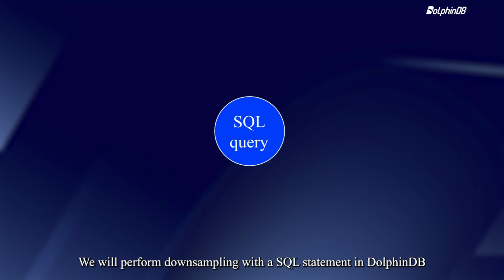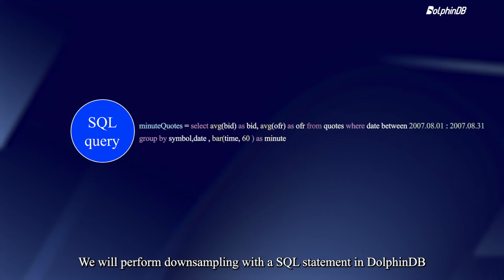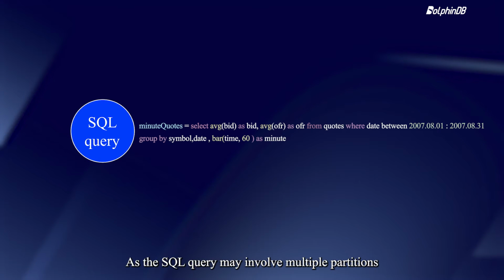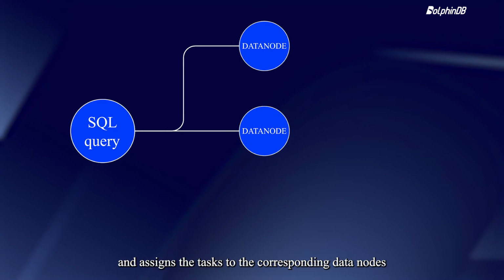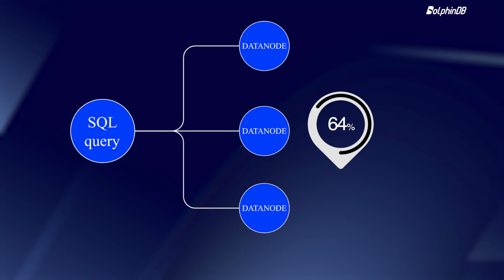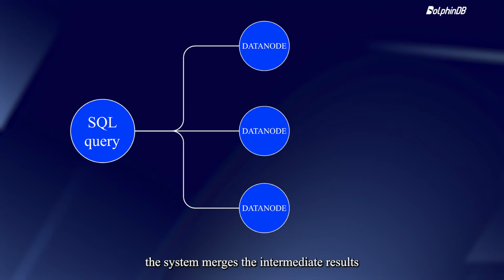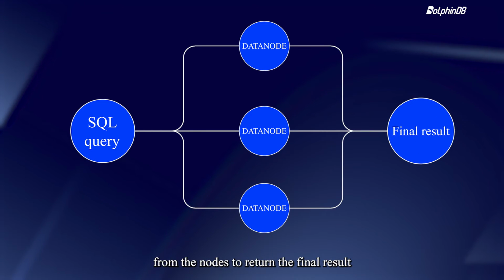We will perform downsampling with a SQL statement in DolphinDB. As the SQL query may involve multiple partitions, DolphinDB breaks down the job into several tasks and assigns the tasks to the corresponding data nodes for parallel execution. When all the tasks are completed, the system merges the intermediate results from the nodes to return the final result.